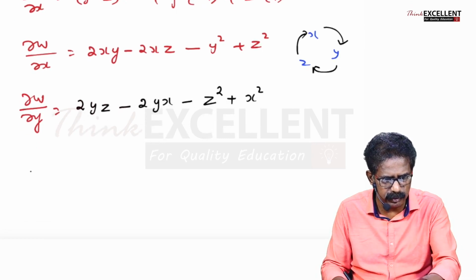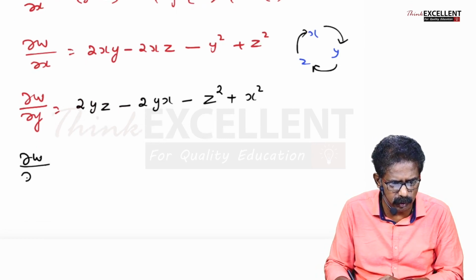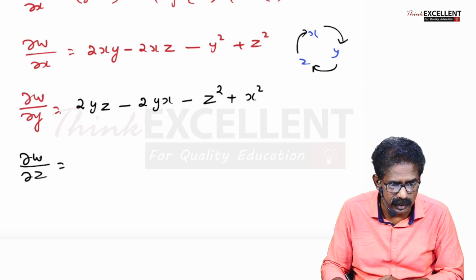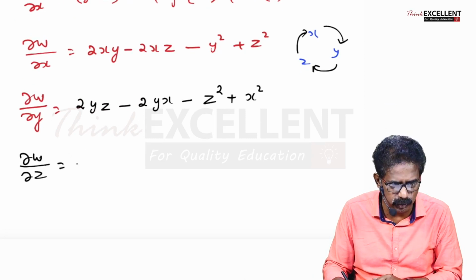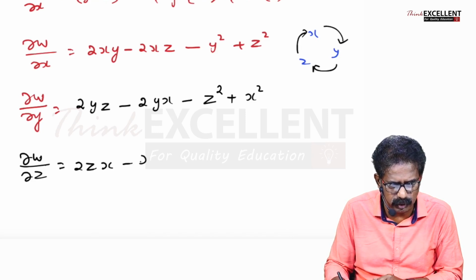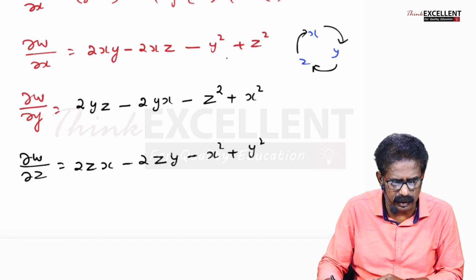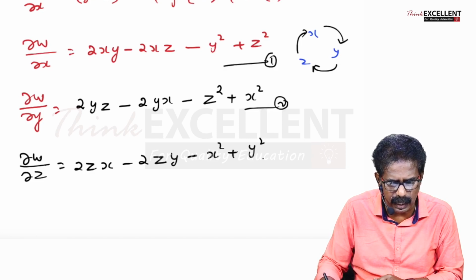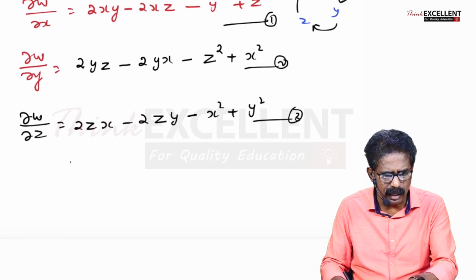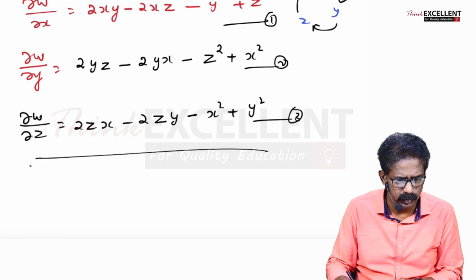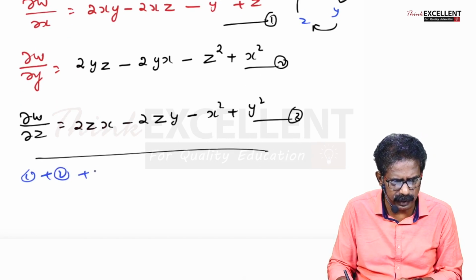Then one more time you give change, you will get dou w by dou z. Here, this step, the previous step you give change. 2, instead of y you write z, for z you write x. Minus 2, instead of y it is z, instead of x it is y. Minus z square becomes x square, plus x square becomes y square. These are 1, 2 and 3. So add all the 3, equation 1 plus 2 plus 3.